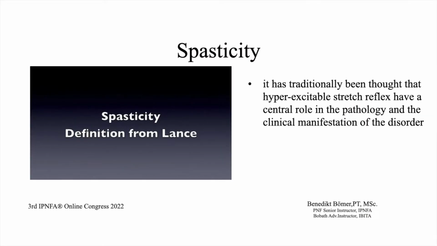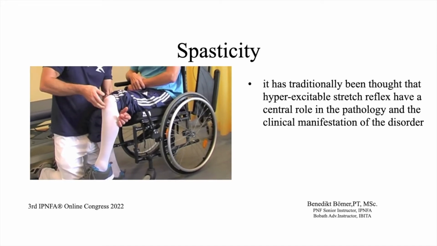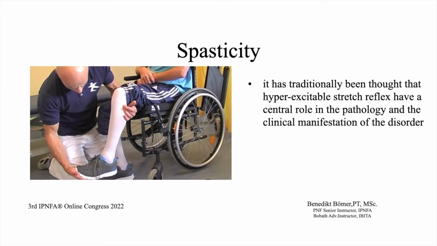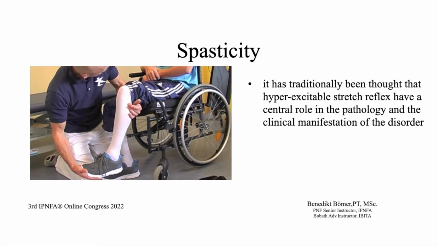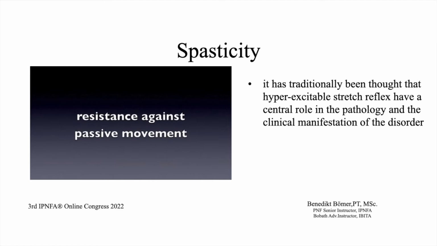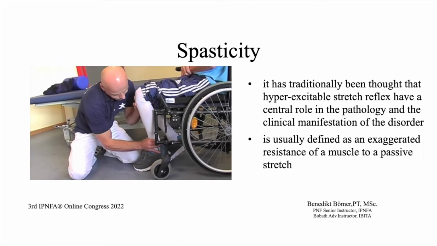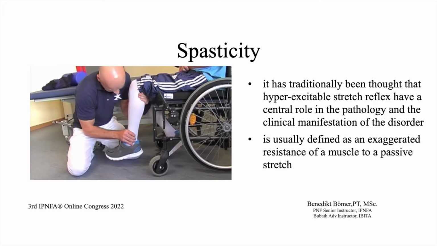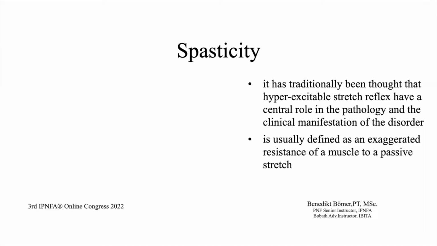Spasticity has traditionally been thought of as having a hyperexcitable stretch reflex with a central role in the pathology and the clinical manifestation of the disorder, like you see it on my patient on the left side. With my patient, clonus and hyperreflexia of the patellar tendon reflex. And spasticity usually is defined as an exaggerated resistance of a muscle to a passive stretch, as you see it also in this example with my patient. I feel a lot of resistance against knee flexion.